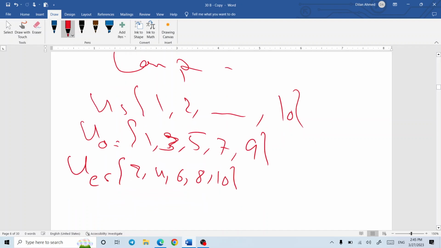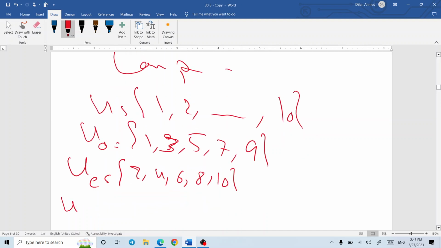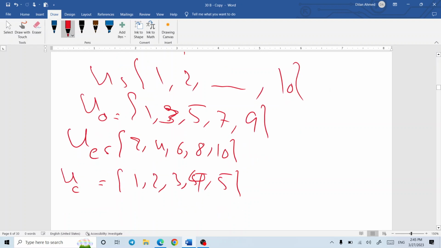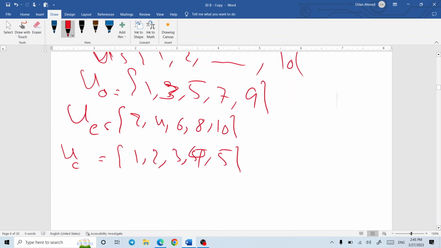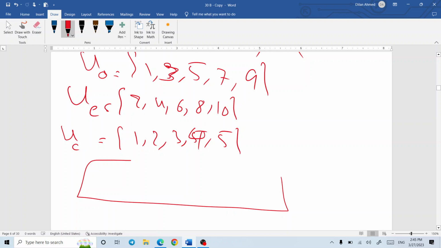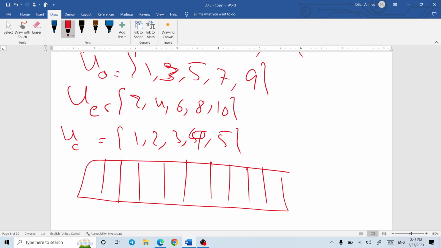Or maybe you have another set, A, with 1, 2, 3, 4, 5. Now, if I want to represent U, I'm going to write 10 digits, all of them 1. This is U. If I want to represent U odd, I'm going to change the even positions to 0.